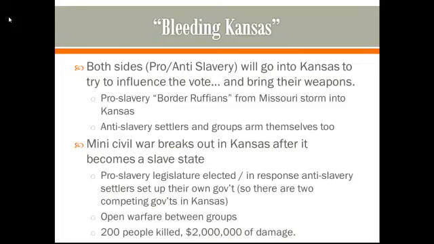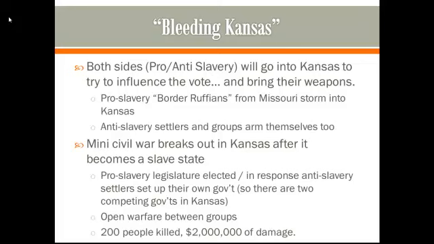And so what you actually have in the state of Kansas is a mini civil war breaks out. The vote is held, and the pro-slavery side ends up winning. So Kansas, according to popular sovereignty, is going to become a slave state. But the pro-slavery legislature, the pro-slavery government that was created, was not acknowledged by all people. The anti-slavery people formed their own government. So now what you have are two competing governments in Kansas, both claiming to be the government of Kansas.